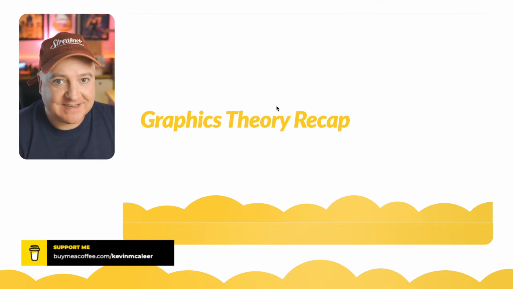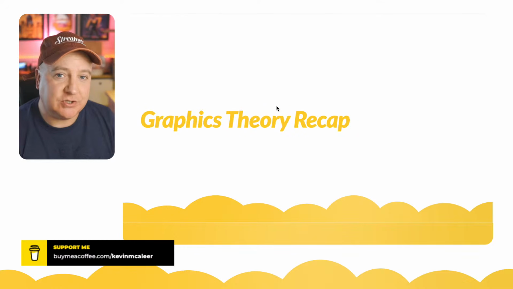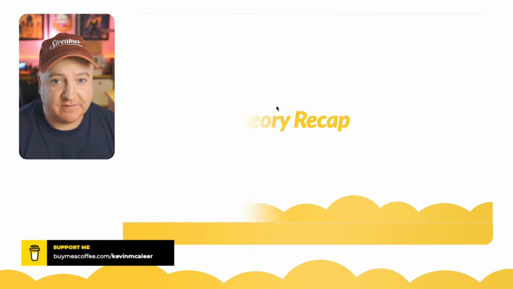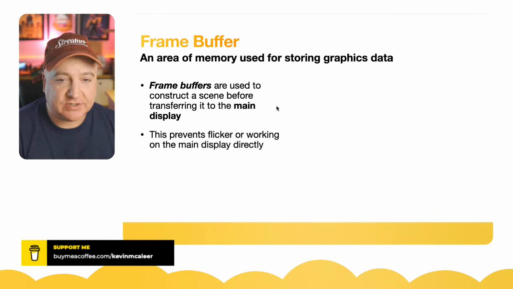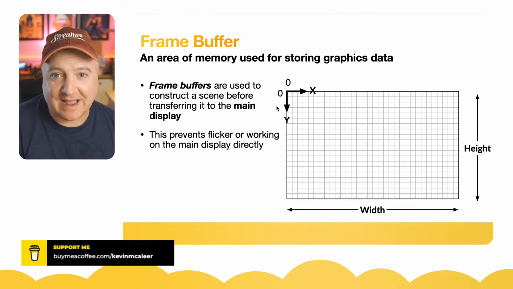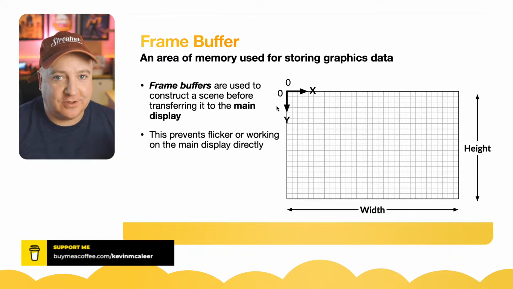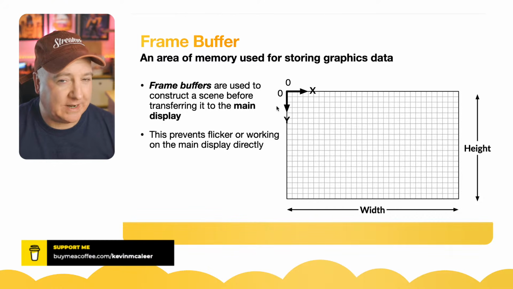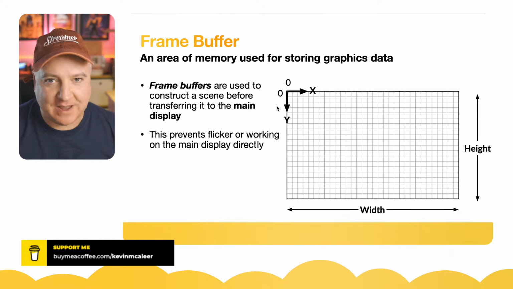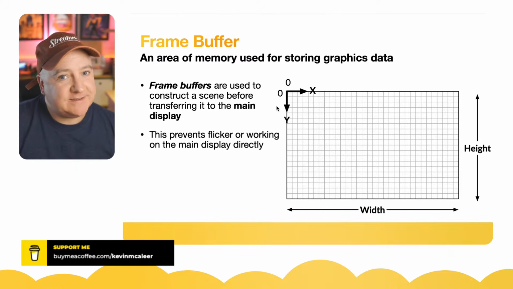Okay, so the graphics theory recap. We've touched on how to use the SSD 1306 before, but what I thought I'd do today is just give you a quick recap on how this thing works so that it makes sense in the code later on. Otherwise, it'll be a bit confusing when we see the code and we think what is actually going on behind the scenes. So what is a frame buffer?